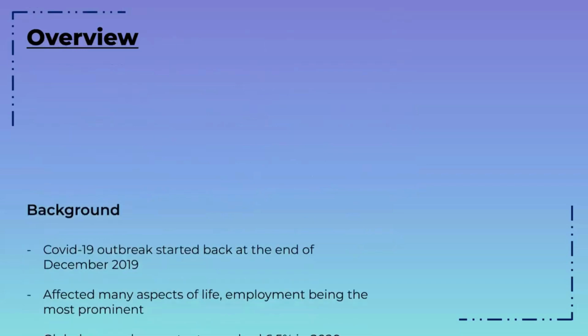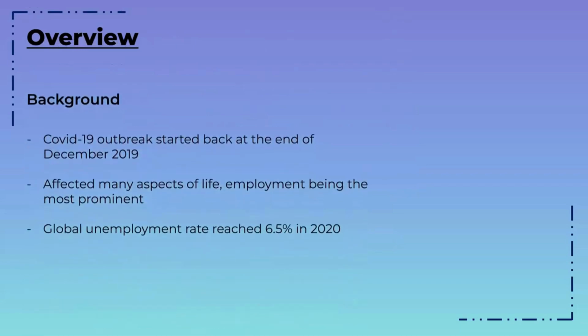So, talk about the background. All of you know COVID. We've been through 4 years of it, but as a brief background, it started at the end of December 2019 and affected many parts of life, employment being the most prominent, and this can be thus proven by the global unemployment rate that reached 6.5% in 2020. It might be single digit number, but that is actually a lot.